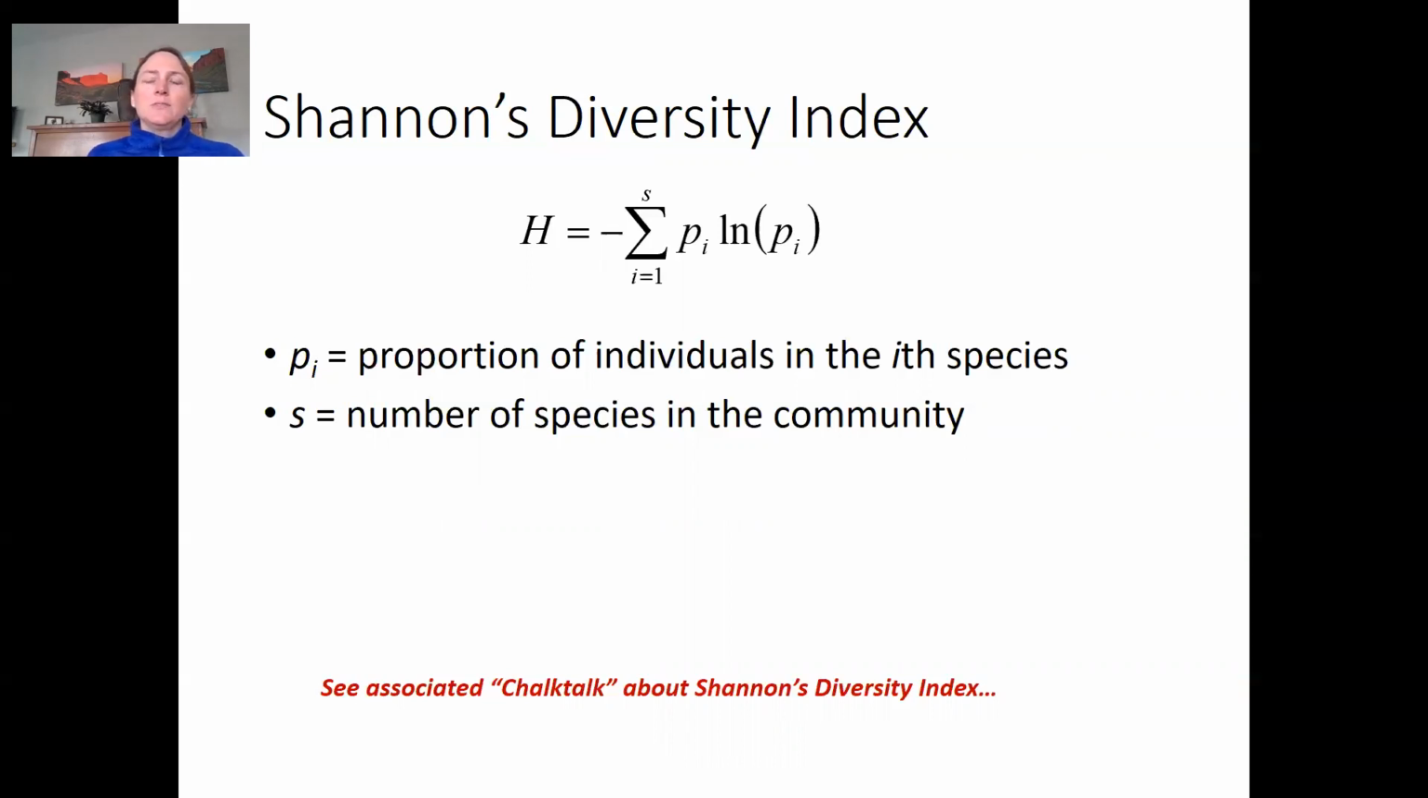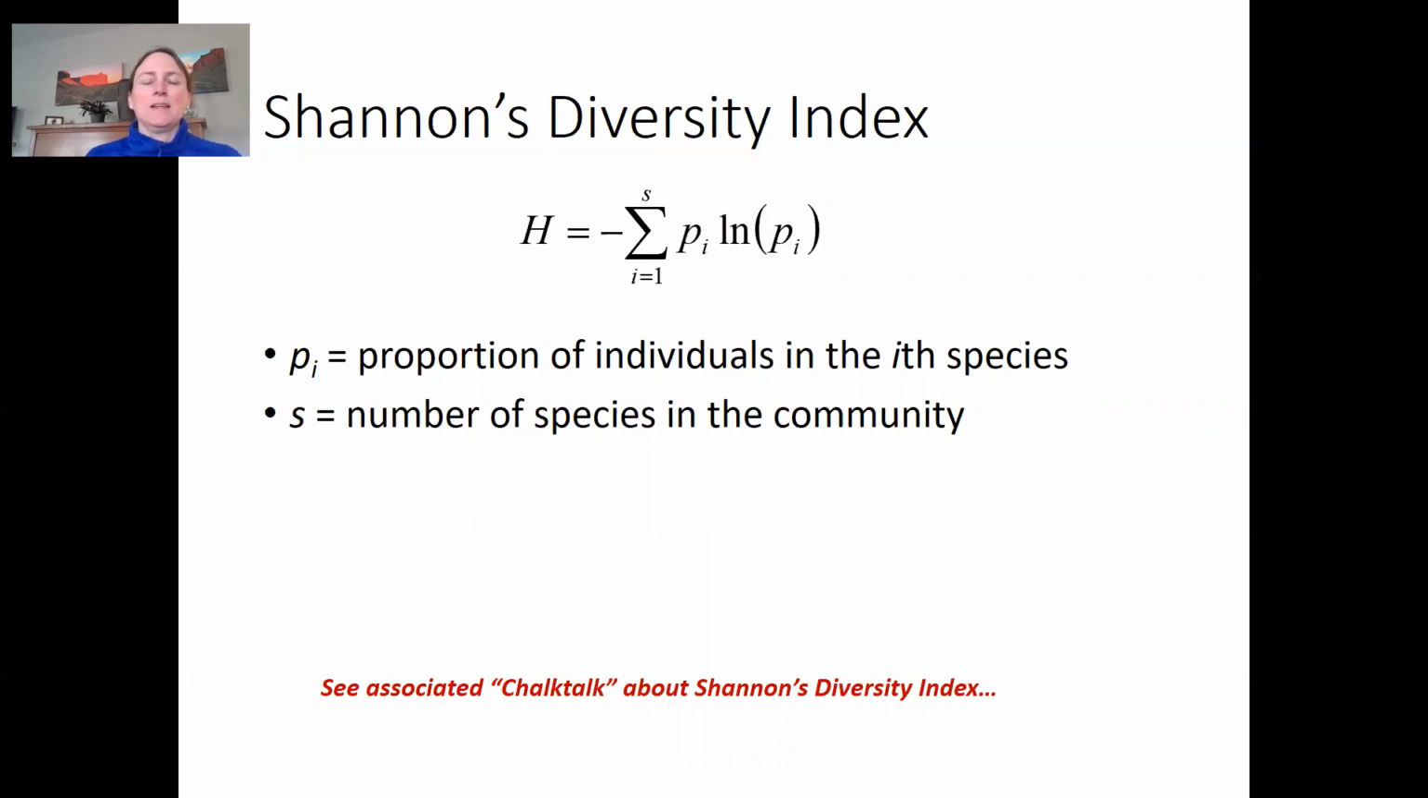But basically Shannon's diversity index is H or H prime. And it's basically the negative of the sum, over each species, of the proportion of individuals found in each species times the natural log of that proportion. So if you have S number of species, right? S stands for richness in the community, then you have i from 1 to S species in the community.